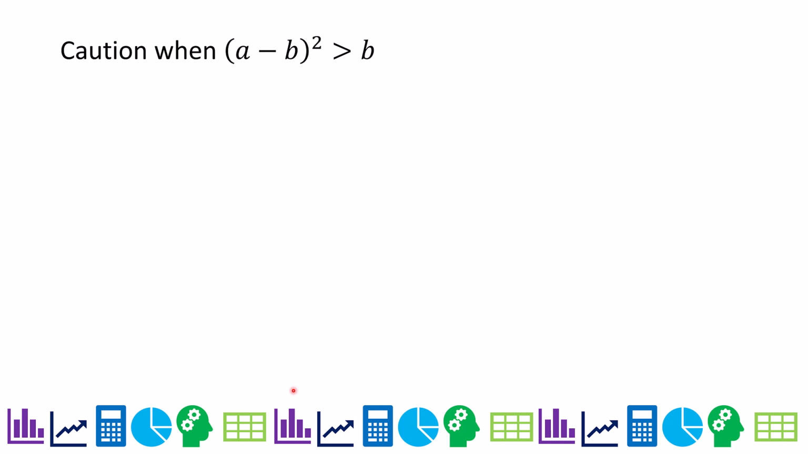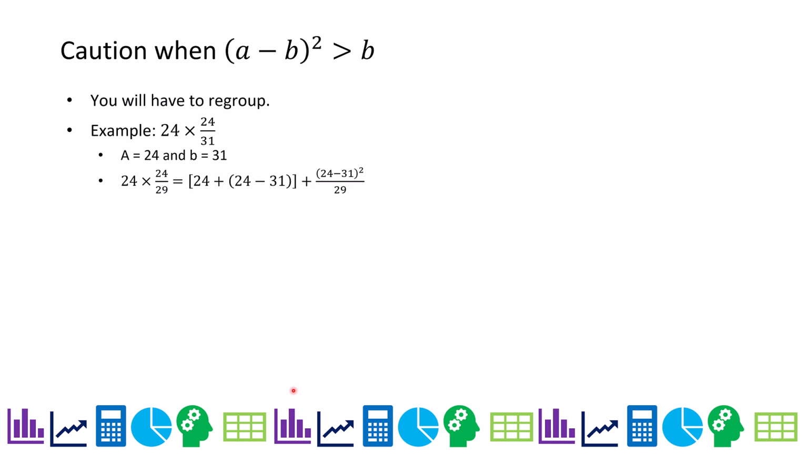One other caution: what about when a minus b squared is greater than b? Well, you're going to have to regroup. Let me show you an example. This is very similar to the previous problem, except instead of a denominator of 29, we have 31. So there's a and there's b. I put in the numbers, and you can see 24 minus 7 plus 7 squared over 29. If I were just writing this out, I would write 17 and 49 over 29, but that's not a proper mixed fraction. So I have to regroup and pull out 29 from that numerator. That leaves 20, and I put that extra 1, that whole, onto the 17, and that makes 18. So again, a very nice shortcut for multiplying a times a over b.